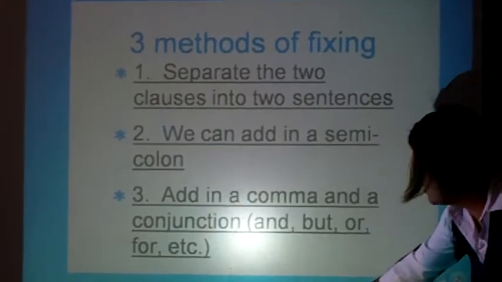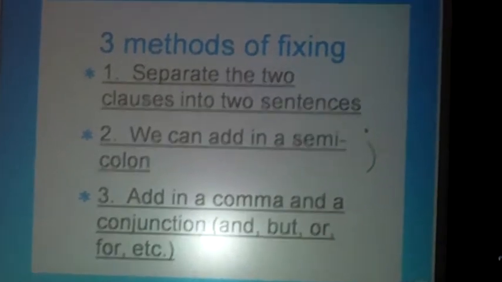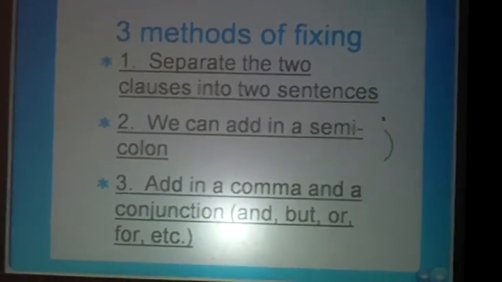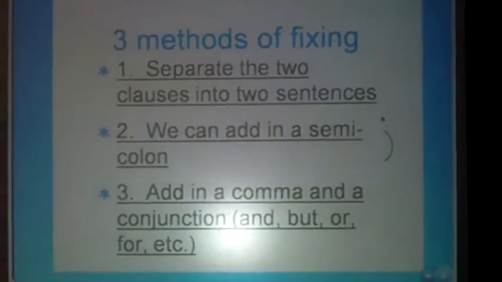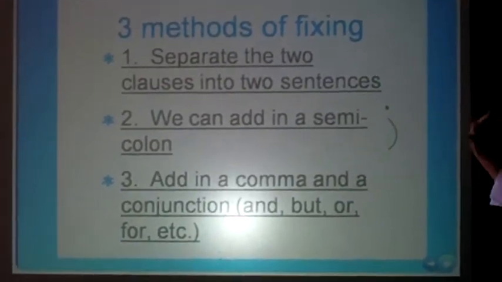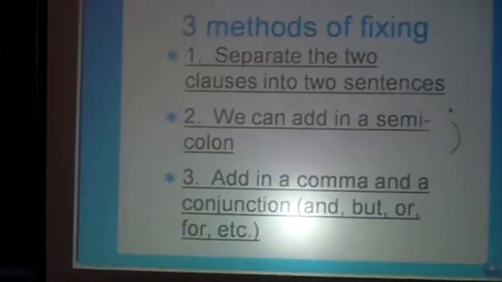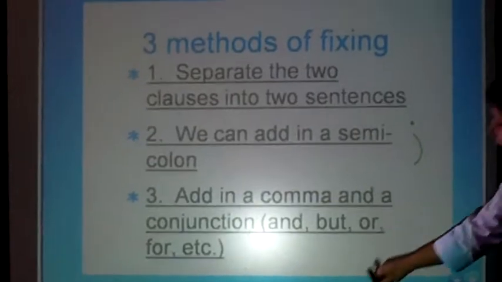it has to be a semicolon. A semicolon looks like this. Kids are like, oh, I always wondered what you use that for. You can use it instead of a comma and a conjunction; you can glue two sentences together with it. The best one is number three, because it makes for longer, lengthier, more sophisticated sentences. And that is using a comma and a conjunction.